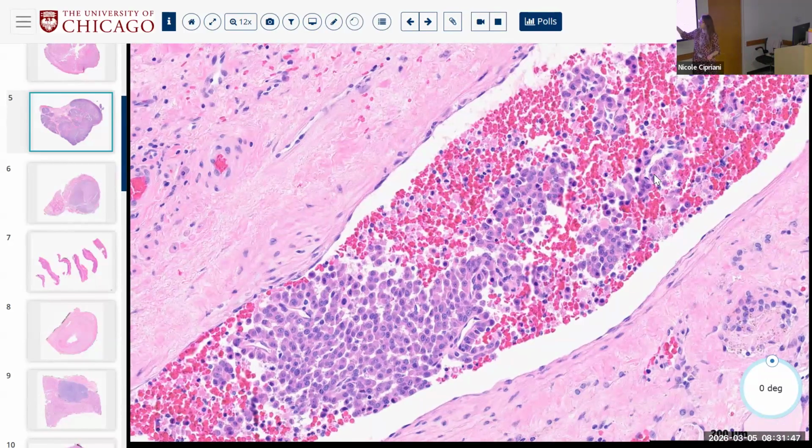What features might argue that this could just be fragmentation? It's mixed with blood, it's like attached to the wall. Right, and mixed with blood. It doesn't have an endothelial lining.